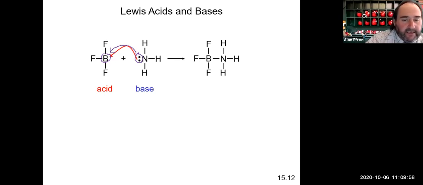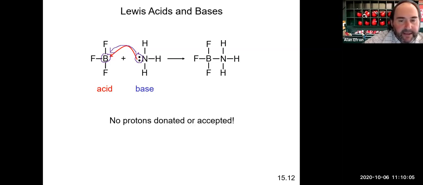And again, the nice thing about the Lewis definition is it allows you to look at things in the acid and base framework without actually having to see a proton, or an H plus, being accepted or donated. Usually, in order for those electrons to be donated, they have to be part of some type of polar bond or polar molecule. Just because there are lone pairs doesn't necessarily mean something can accept them. So polar things with non-bonding electrons are really good Lewis bases.